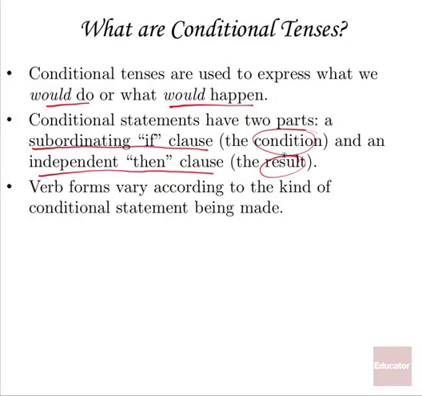Verb forms in conditional tenses vary according to the kind of conditional statement being made. We use verbs to indicate exactly how likely this is and how it relates to time.